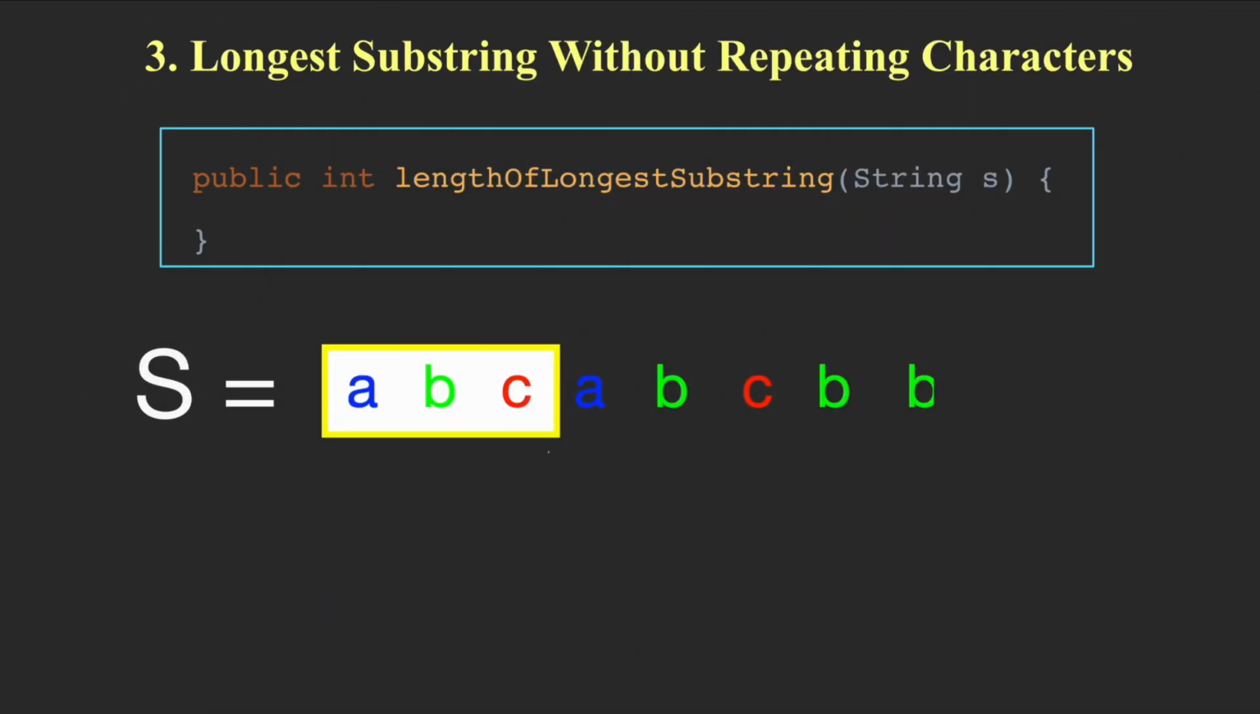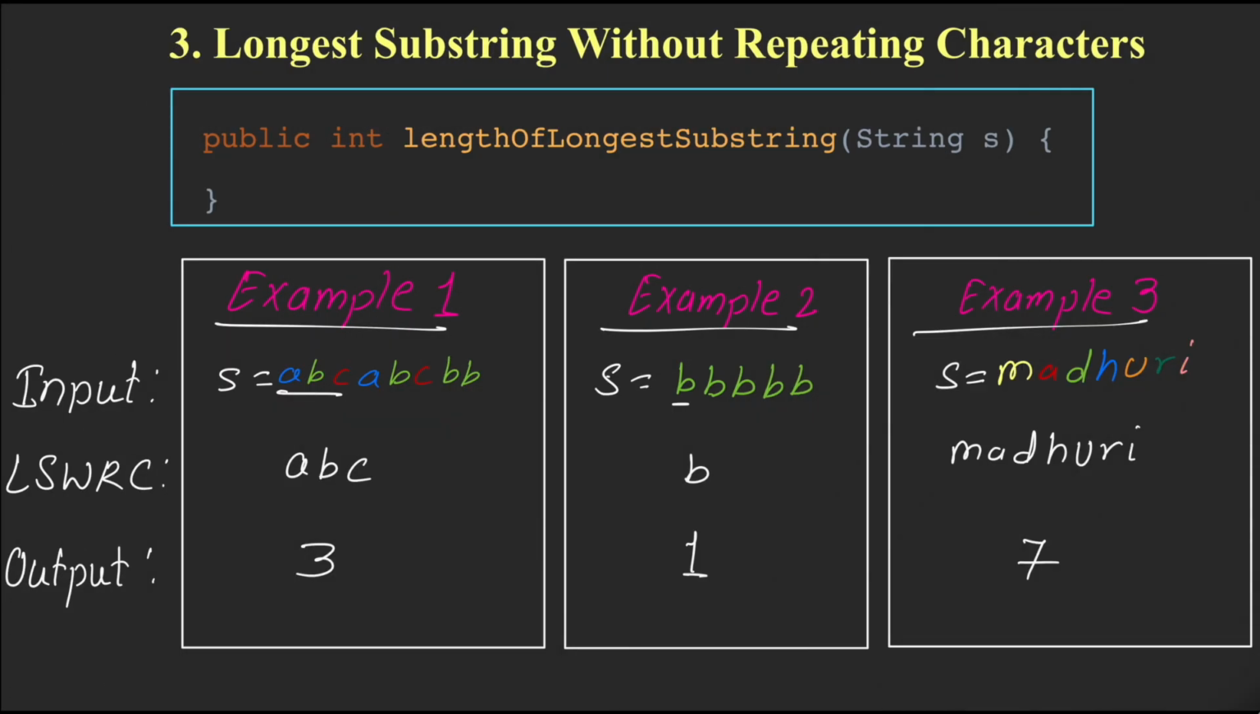Alright, let's start with the problem statement itself. The goal is simple. Given a string S, find the length of the longest substring without repeating characters. Now, what exactly does that mean? A substring is a contiguous sequence of characters within a string. So, ABC is a substring of ABCABCBB, but ACB is not. Without repeating characters means that every character within that substring must be unique. No duplicates allowed. Let's dive into some examples to illustrate this.